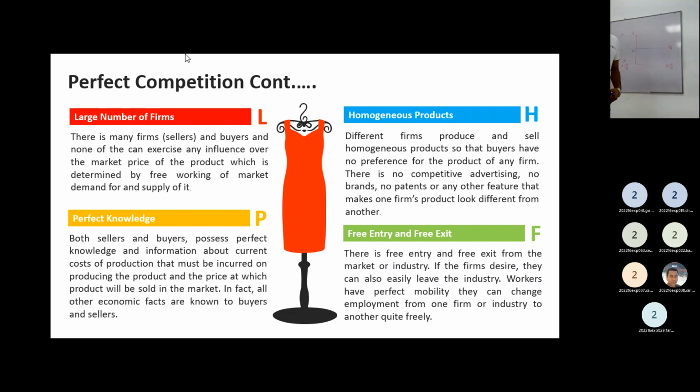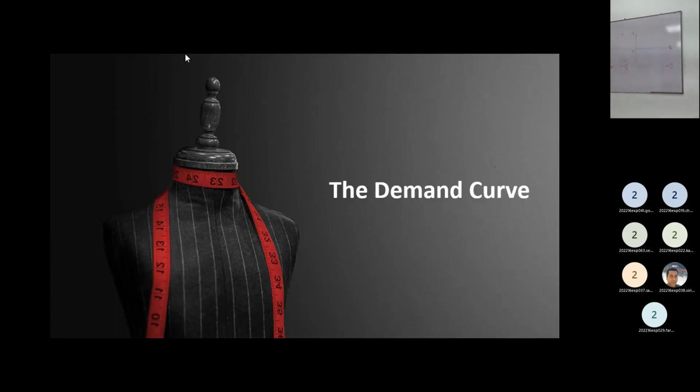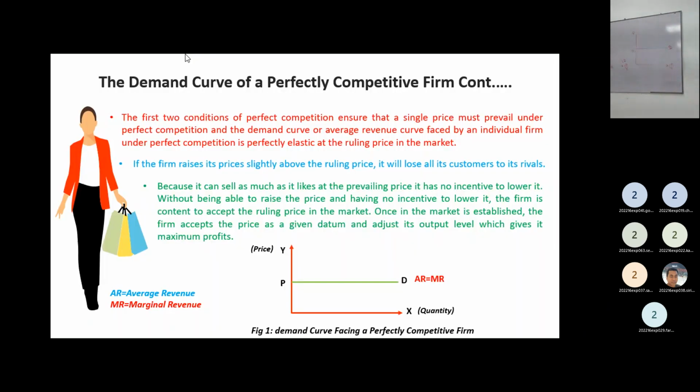Right, so these are the basic features. So let us look at the demand curve of a perfectly competitive market structure. This is what you could see here. This is their demand curve. Whatever output they are going to sell, per unit price is equal to how much? It's the same. Per unit price is the same.